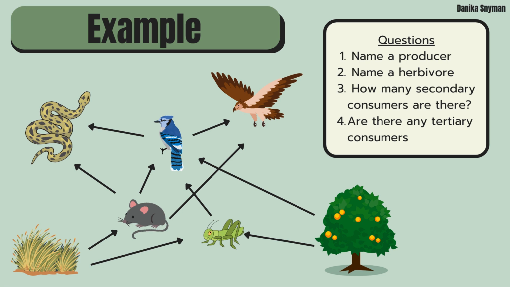Please pause the video now, as the next slide has all the answers, and I first want you to try all these questions on your own. So name a producer, name a herbivore, how many secondary consumers are there, and are there any tertiary consumers? Pause the video, and when you play it again, it will be on the next slide.